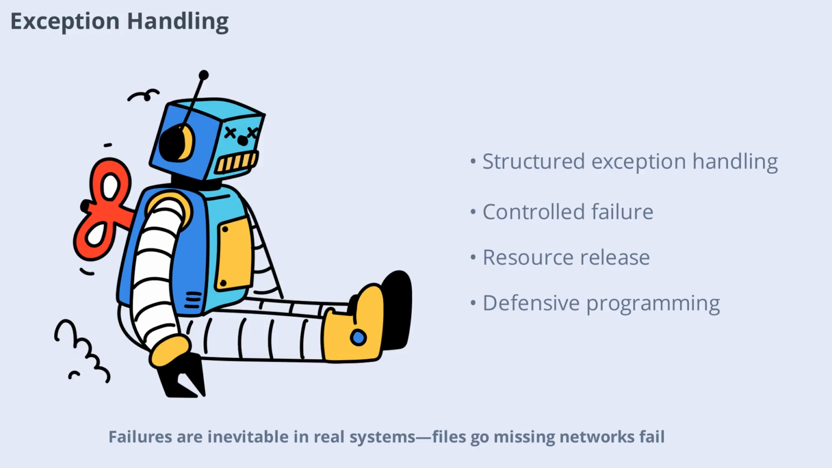Failures are inevitable in real systems. Files go missing, networks fail, and invalid input appears. The CLR provides structured exception handling to manage these failures predictably. Instead of crashing or corrupting memory, exceptions propagate in a controlled manner through the call stack.